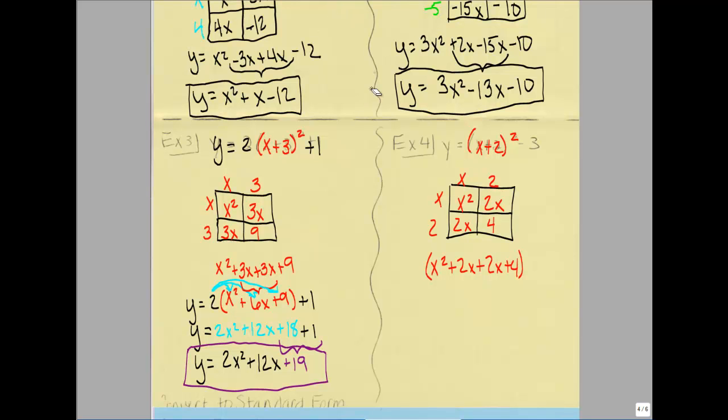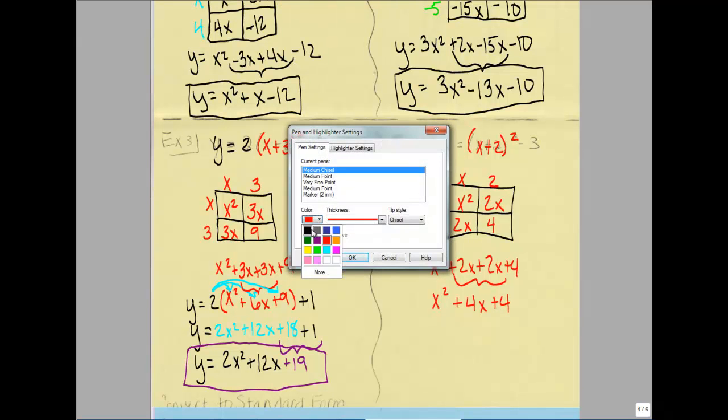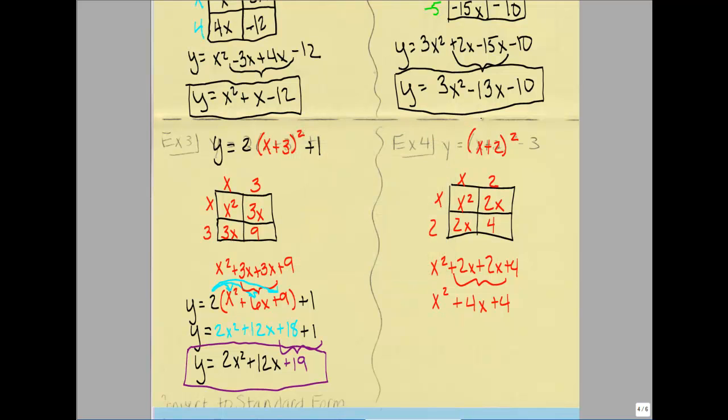Oh, we don't need parentheses. Sorry. Then we still need to combine like terms. x squared. 2 plus 2 is 4x. And then plus 4 at the end. And then we still need to rewrite our stuff that we have up here. The y equals and then the minus 3 at the end. So y equals and minus 3.